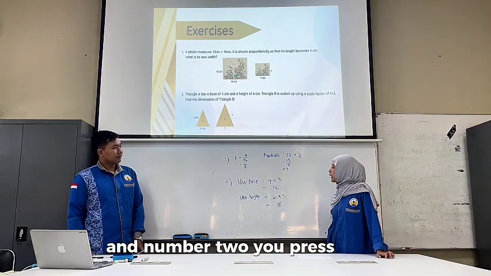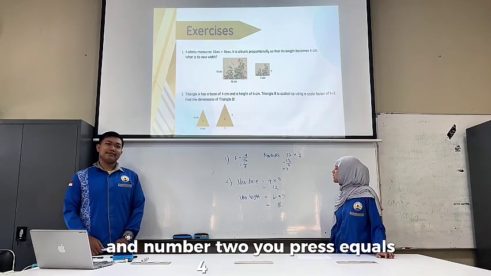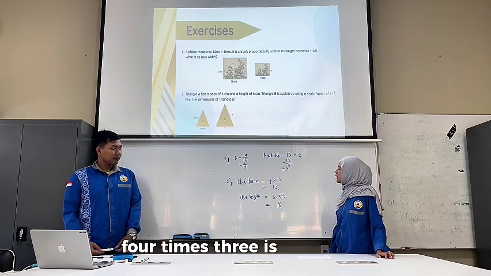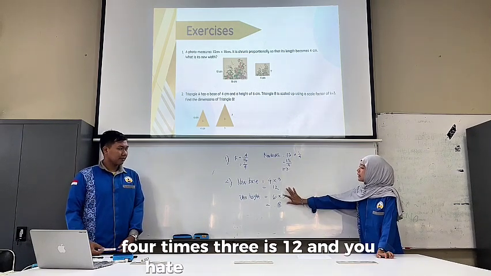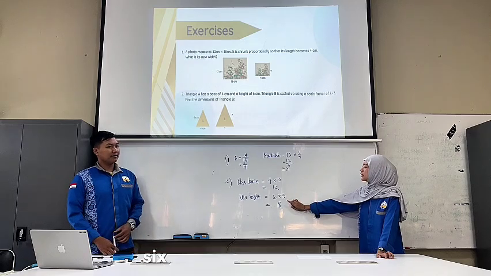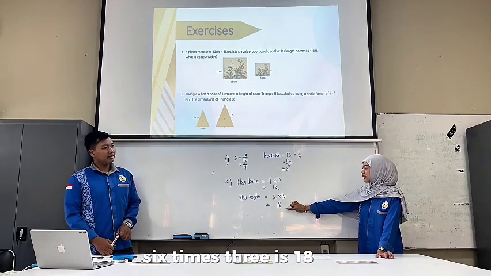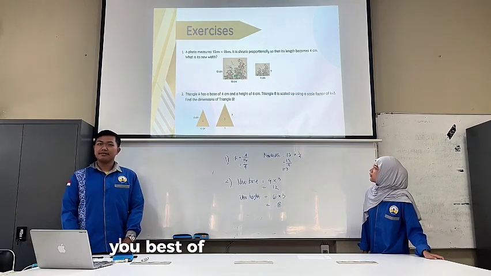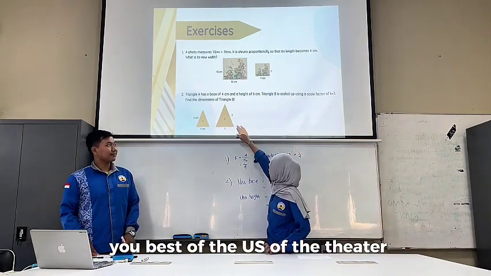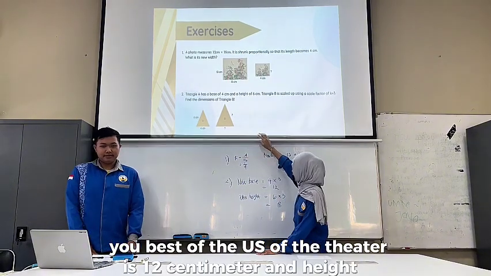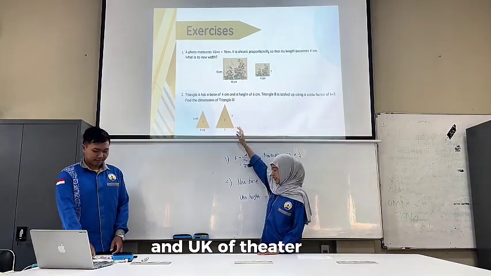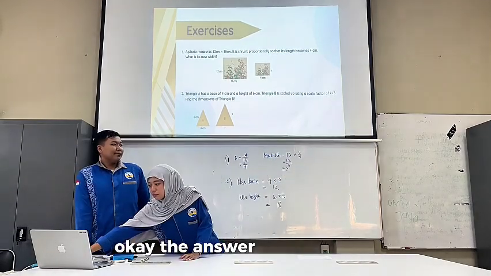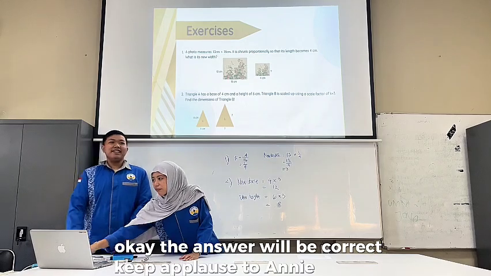And number 2, new base equals 4 times 3. 4 times 3 is 12, and new height equals 6 times 3. 6 times 3 is 18. Okay, so the new base of the triangle is 12 centimeters and the new height of the triangle is 18 centimeters. Okay, the answer is correct. Give applause to Ani and Eka.